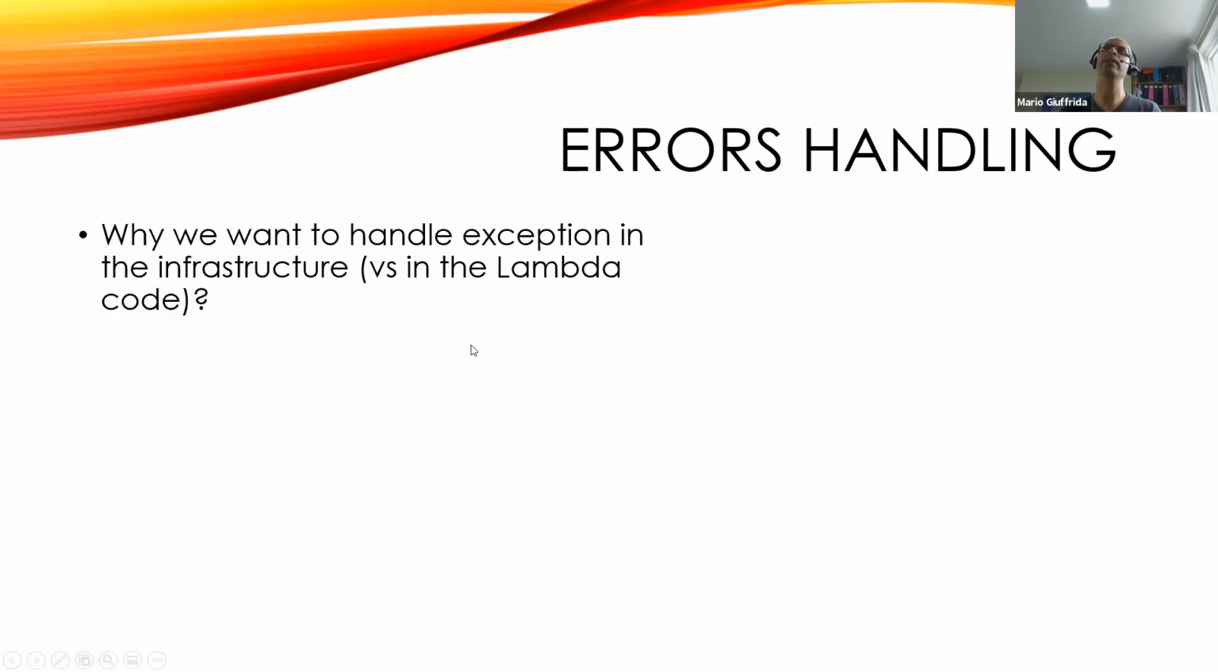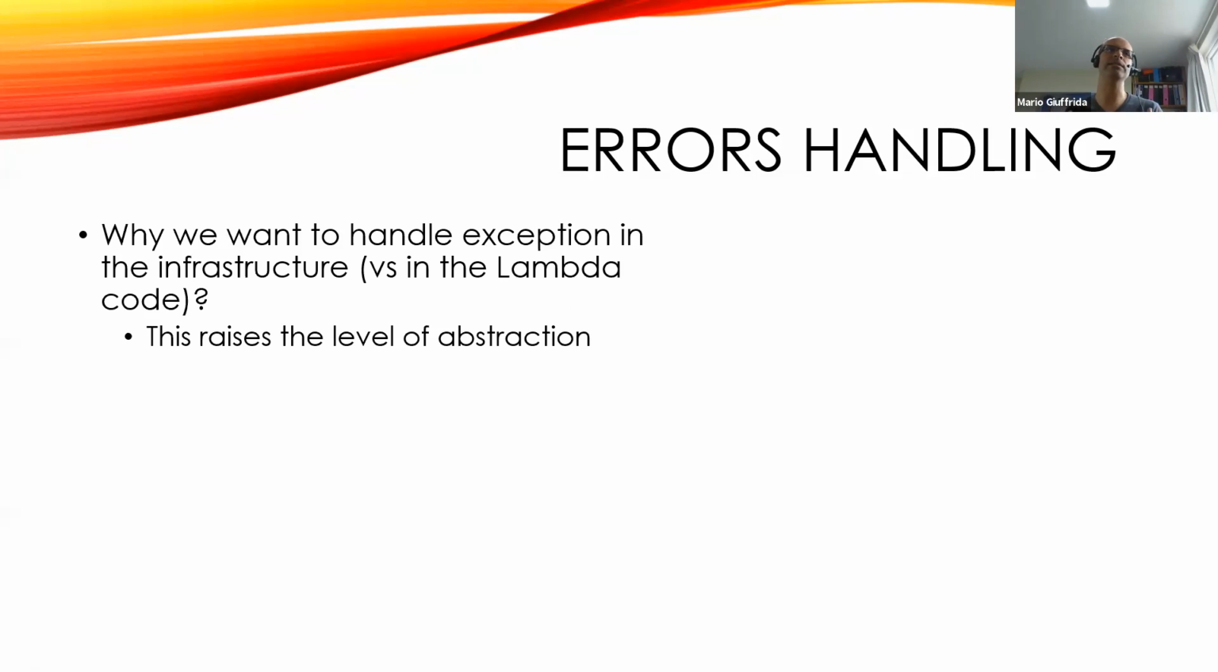step function, because it's very easy to configure error handling from inside the infrastructure, the definition of the step function, and also defining the number of retries. But before, one question: why do we want to handle exceptions in the infrastructure as opposed to the Lambda code? Well, from our experience, we found that it was easier this way to raise the level of abstraction. So we configure the Lambda, and we don't handle the exception inside the Lambda itself.